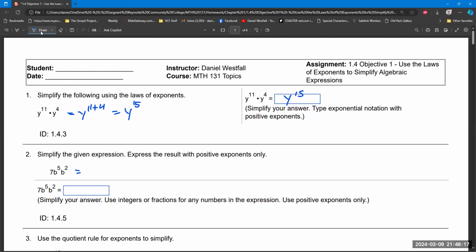Similarly here, leave the constant multiplier of 7 alone. b to the 5th times b to the 2nd is b to the 5 plus 2, and we'll have 7b to the 7th.